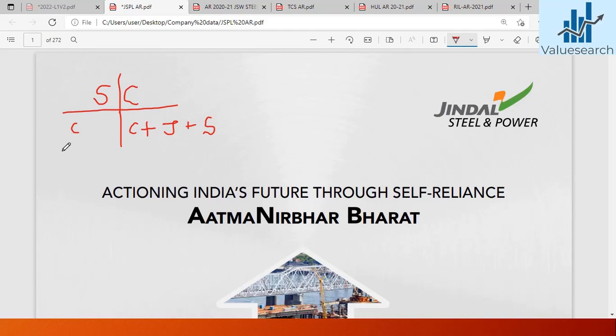If you literally look at the word standalone, it means solely your company's core business. It is like a nuclear family, and consolidated is like a joint family. The combination of all the businesses that you have is consolidated, and standalone means your main core business without any joint ventures, subsidiaries or holding companies. So now we will be looking at Jindal Steel and Power's standalone profit and loss statement.